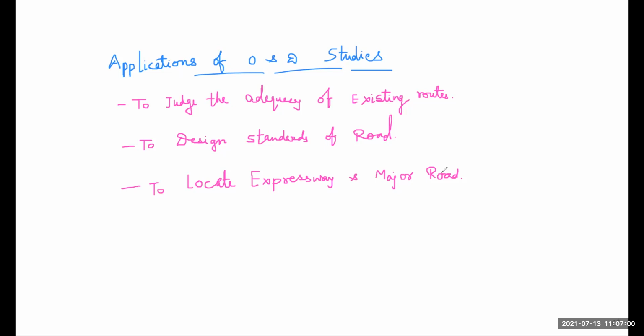Next is to identify potential congestion points. By studying our origin and destination study, we find the various points of congestion and the various points of conflict. So basically we find on which route many vehicles will be passing, where congestion of vehicles will occur, and also where all the vehicles will conflict. So these are all the applications of your origin and destination study.